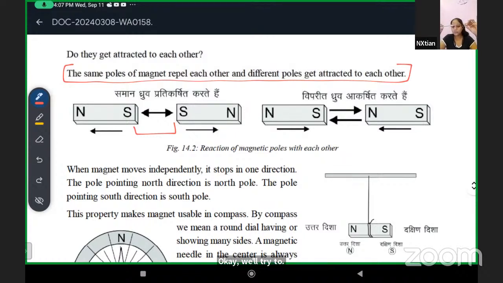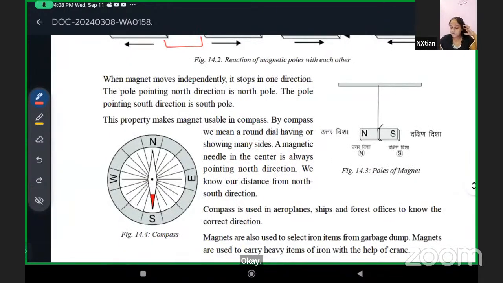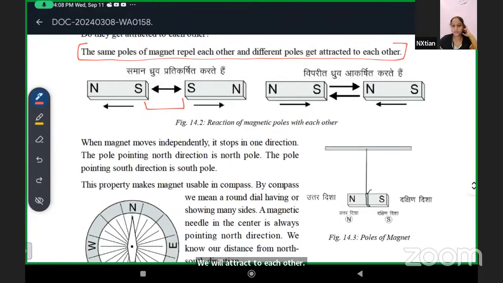But if opposite poles are brought together, like South Pole and North Pole, or North Pole and South Pole, then they will attract each other and get stuck. So this is the reaction of magnetic poles: opposite poles attract, and same poles repel. If it is south and south, they will repel. If it's north and north, they will also repel.